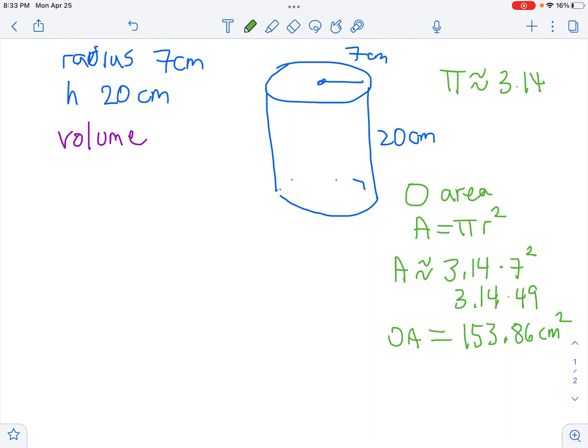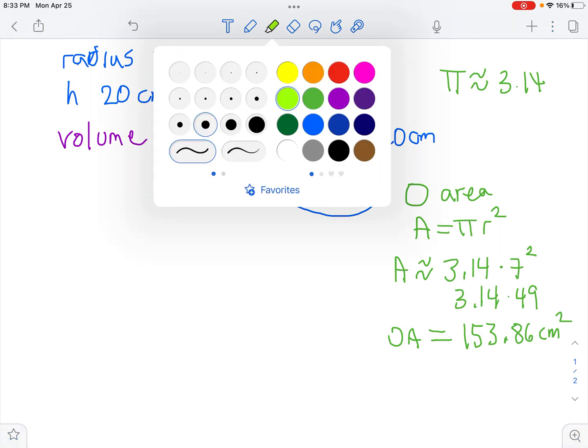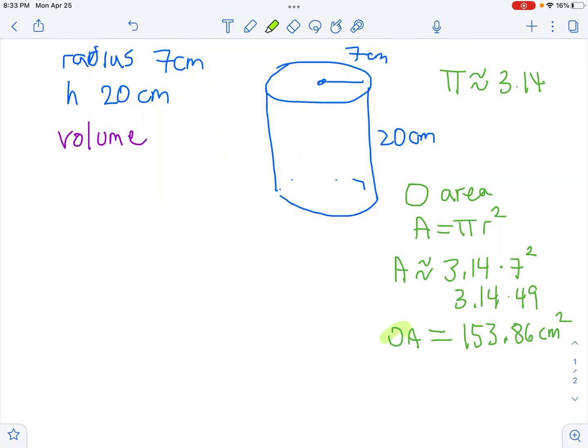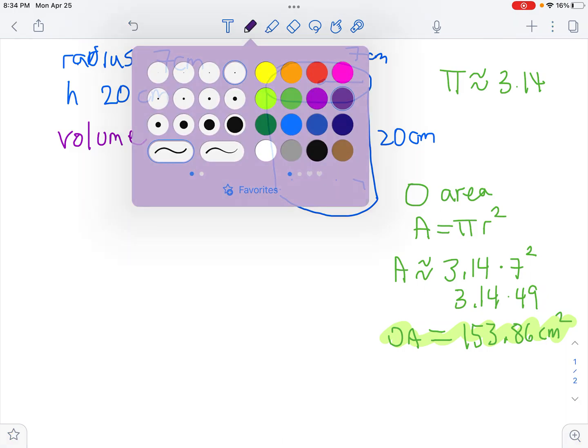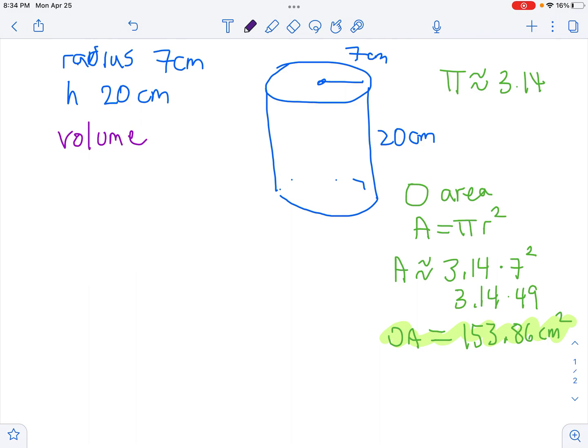And I'm going to just use equals. It's really approximates, but I'm going to keep forgetting. So let me highlight that so we remember. So the circle area, and we're going to be using 153.86 centimeters squared throughout this problem.